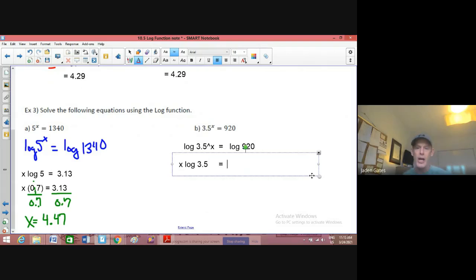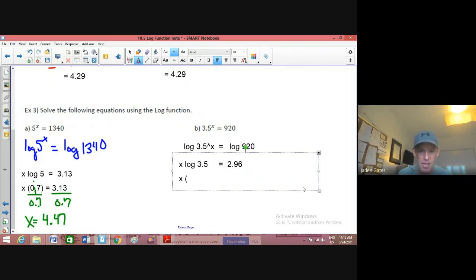All right, now I can go ahead again and figure out the log of 920. And remember, sometimes you can kind of figure out if your answer is right on your calculator, because I know the log of 1,000, 3 zeros, is 3. So the log of 920 is going to be just under that. And when I type it into my calculator, sure enough, it is. It's 2.96.